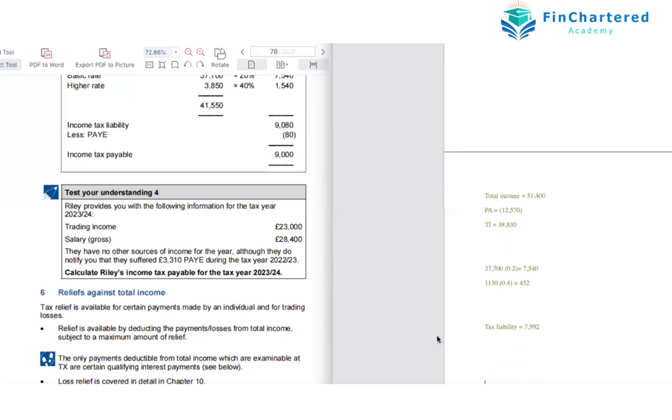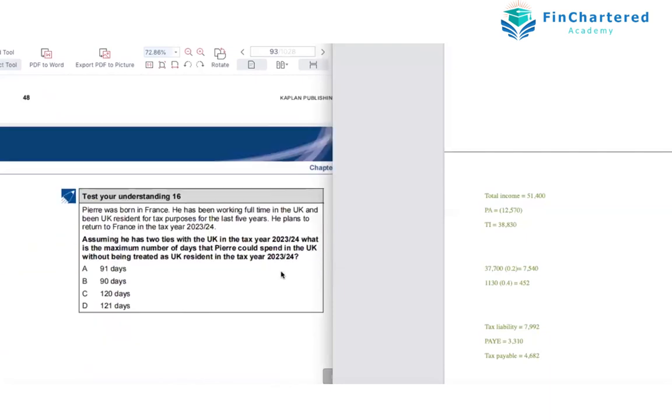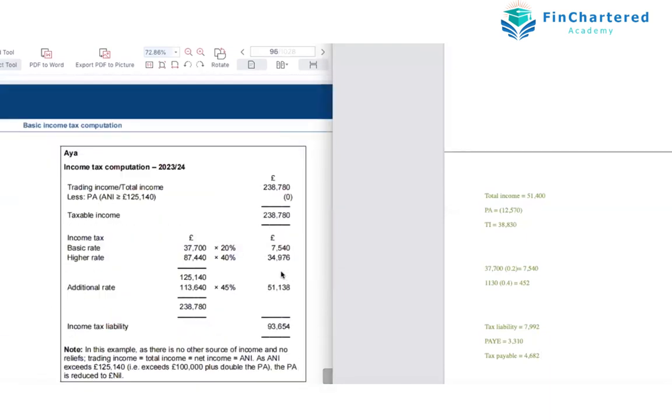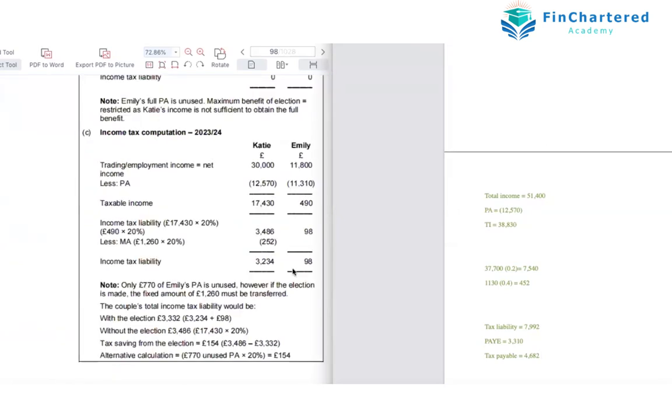7,992. Now, from this 7,992, pay as you earn deducted was 3,310. Therefore, the tax payable, already 3,310 was deducted. So the tax payable will be how much? 4,682. That's it. So Test Your Understanding 4, the answer is 4,682.